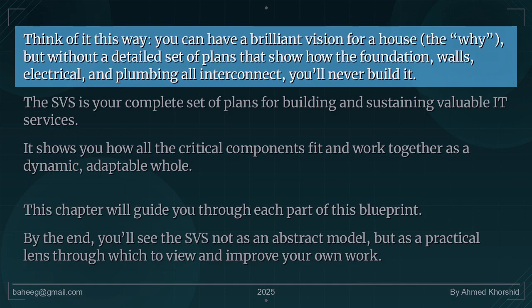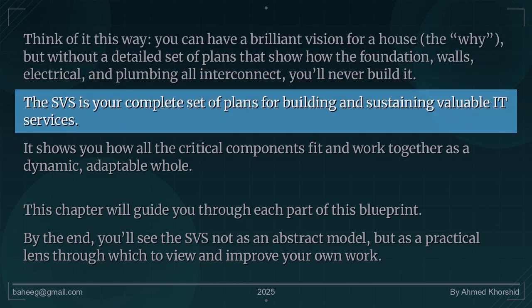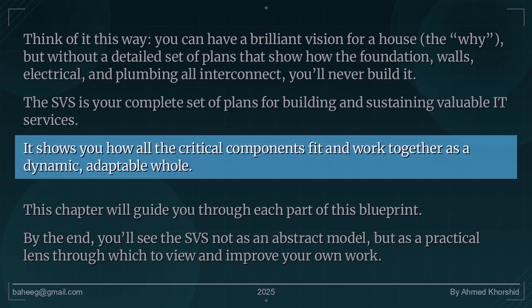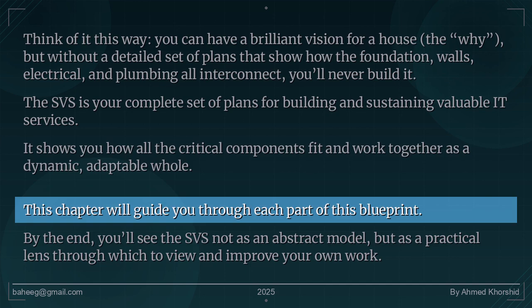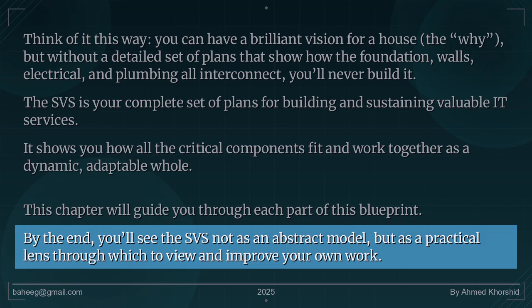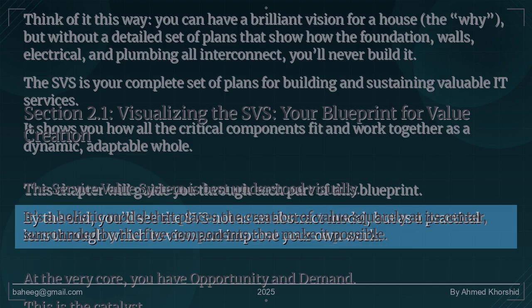Think of it this way: you can have a brilliant vision for a house, the why, but without a detailed set of plans that show how the foundation, walls, electrical, and plumbing all interconnect, you'll never build it. The SVS is your complete set of plans for building and sustaining valuable IT services. It shows you how all the critical components fit and work together as a dynamic, adaptable whole. This chapter will guide you through each part of this blueprint. By the end, you'll see the SVS not as an abstract model, but as a practical lens through which to view and improve your own work.